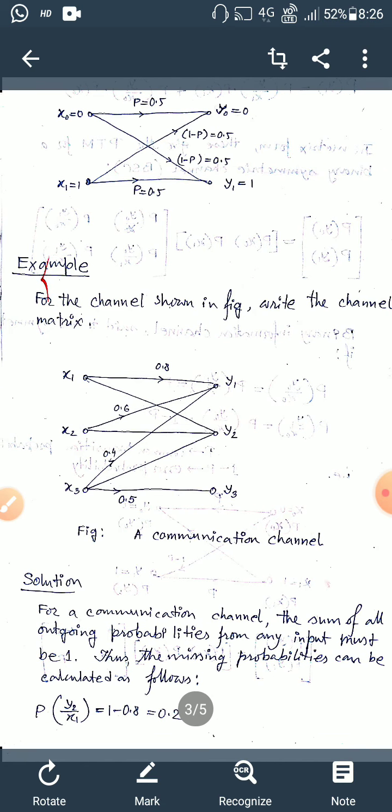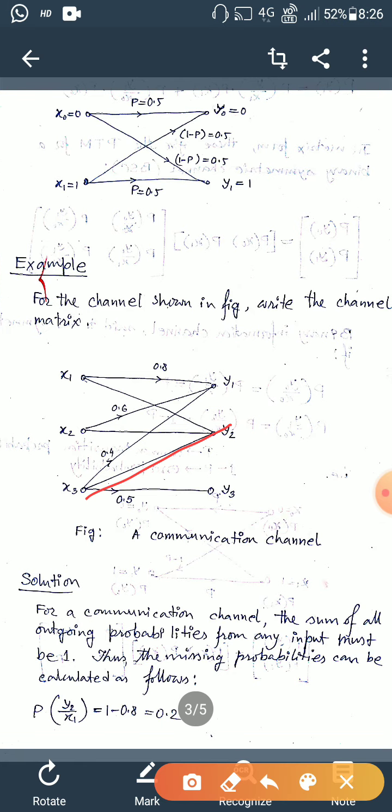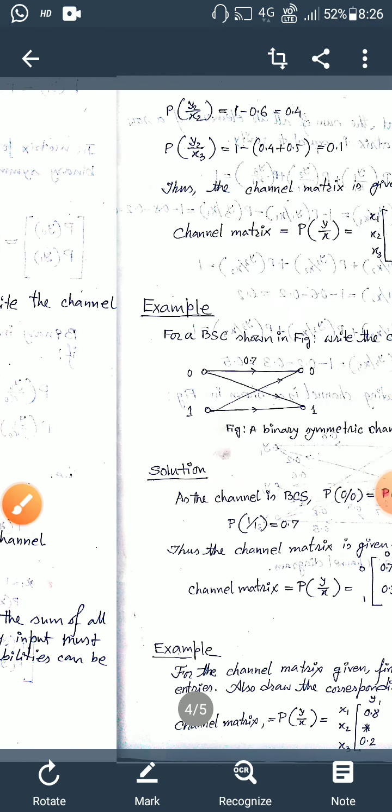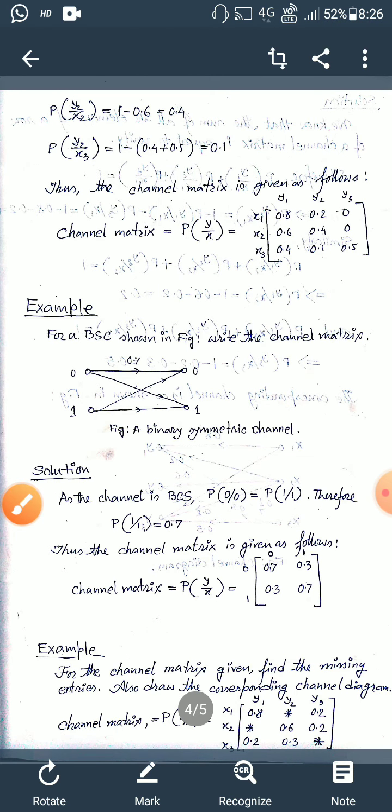How can you get this one? Because the summation of the probability of x3 is total 1, so this path value will be 1 minus 0.5 minus 0.4, so it will be 0.1. So check. The matrix form value you can write down.